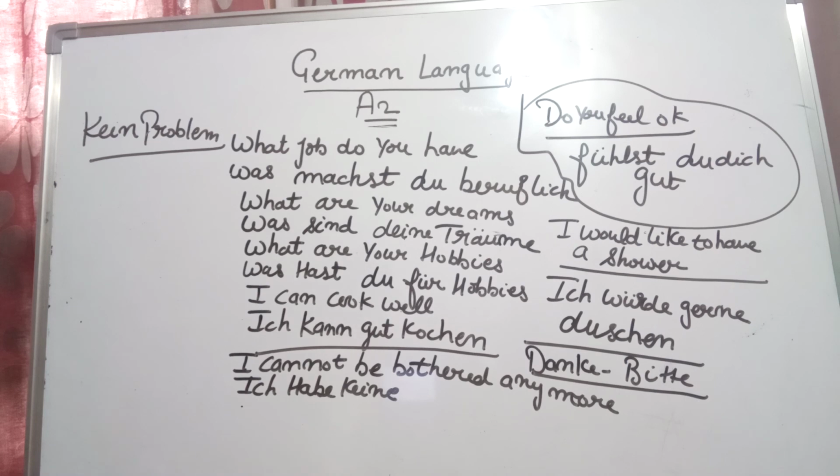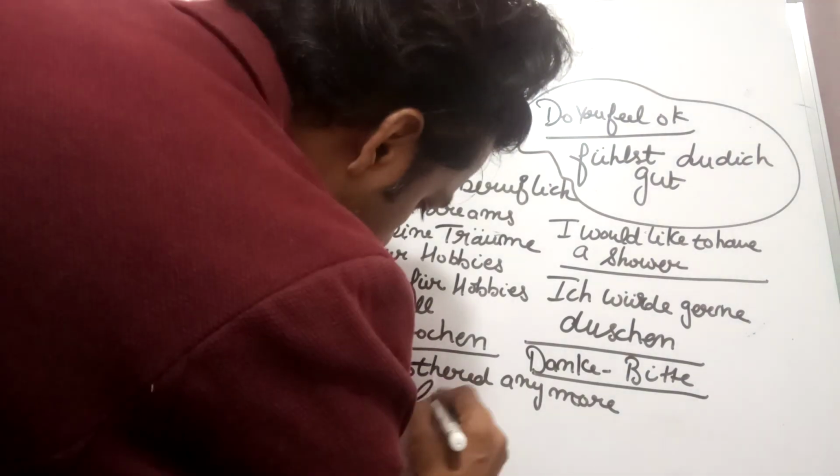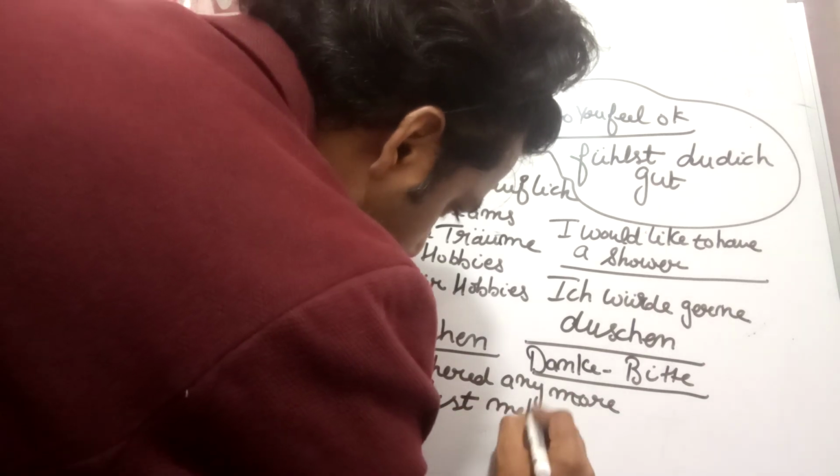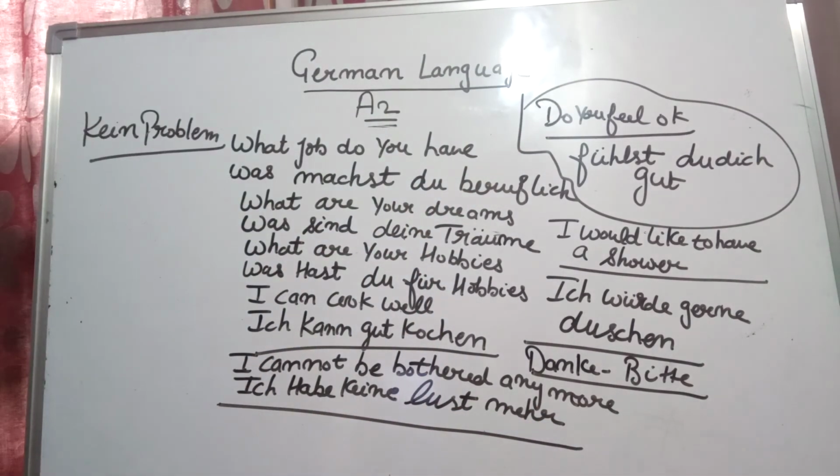I can write over here. Okay. Is it visible, right? I cannot be bothered anymore. For example, you will say, I cannot be bothered anymore. So what will you say? Ich habe kein. Speak up. This is my good phrase. Ich habe keine. Is that clear? Ich habe keine Lust mehr.